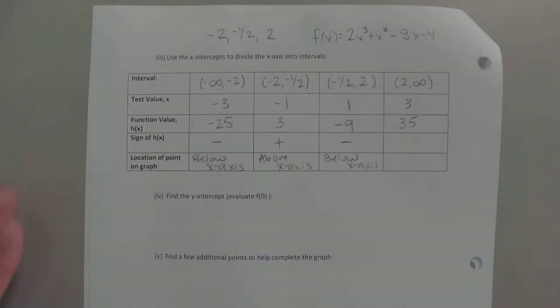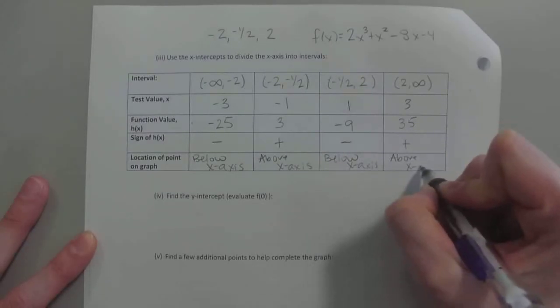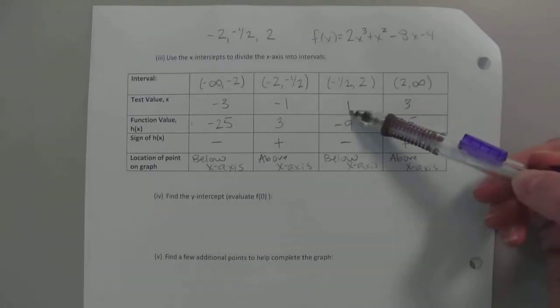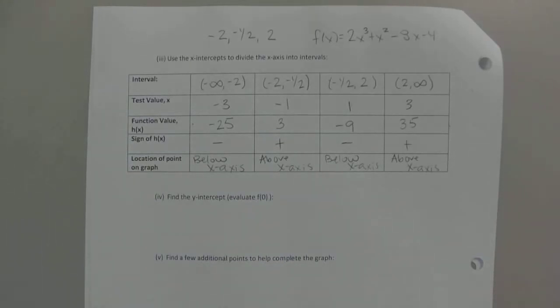What I really care about, because I'm not gonna graph 35, but I care about that it's positive. It's pretty high up there, so I know when I'm gonna go towards 3, I'm gonna go pretty straight up, like steep, right? So it's positive, which means it's above the x-axis. And again, all this is doing is it's giving us an idea. Okay, we know we're crossing at -2, -1/2, +2, but we kind of have an idea of where our graph is when we're in those intervals.